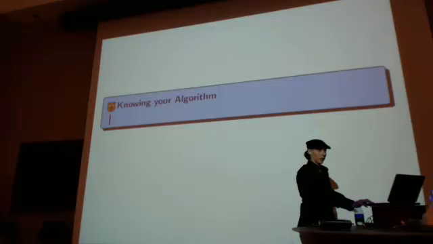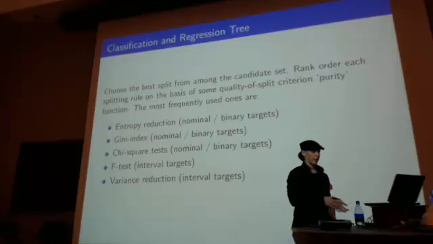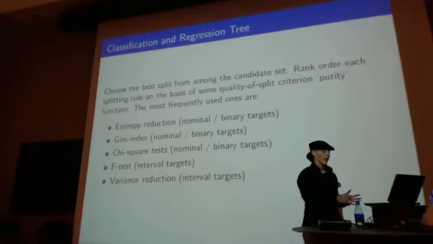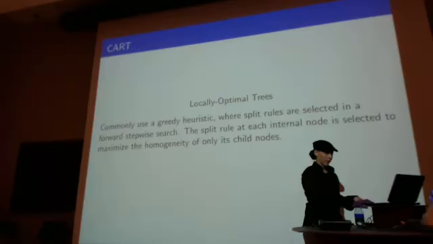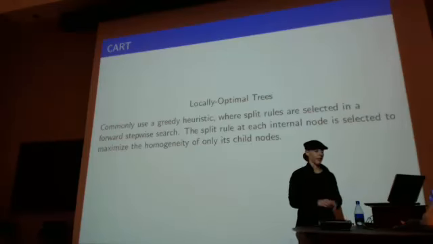So know your algorithm, read your documentation. This is how CART works. I think the default is the Gini index. This is the criterion used to make the splits. There are some other ones that are commonly used. Once again, just split at each node to maximize the purity of the children.